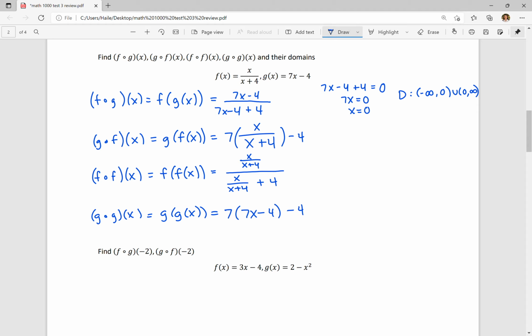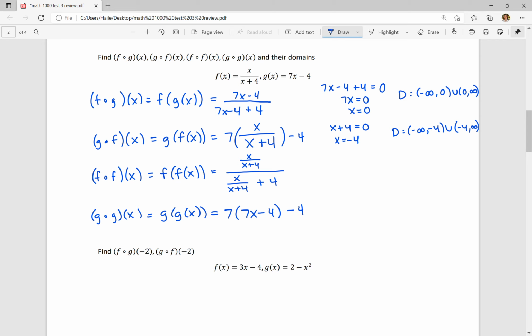Okay, for the next function, g of f of x, we have 7 times x over x plus 4, minus 4. So the only problem we can have with this function is, again, if the denominator is 0. But our denominator in this case is x plus 4, so we want to find out where x plus 4 equals 0. If we subtract 4 to the right, we see that that's just at negative 4. So for our domain, the only point we want to skip over is negative 4. And so our domain would look like this.